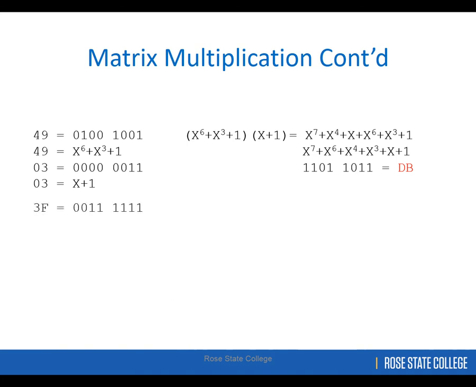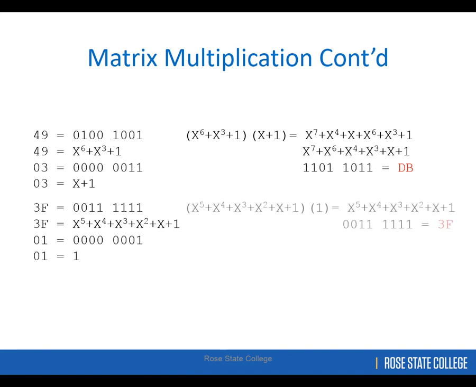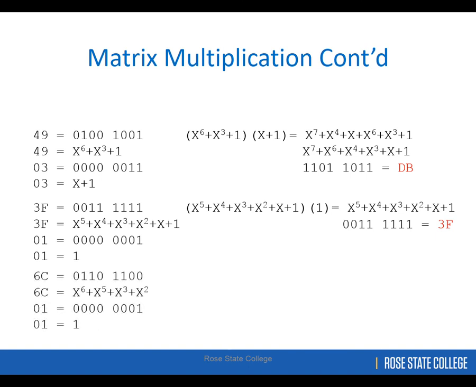All right. Now we do 3F. So 3F and 01. Let's walk through this one. So 3F is x to the 5th, x to the 4th, x to the 3rd, x squared, x and 1. Times 1 is the same. So 3F times 1 is 3F. So don't bother doing the math. So what do you think 6C times 1 is?